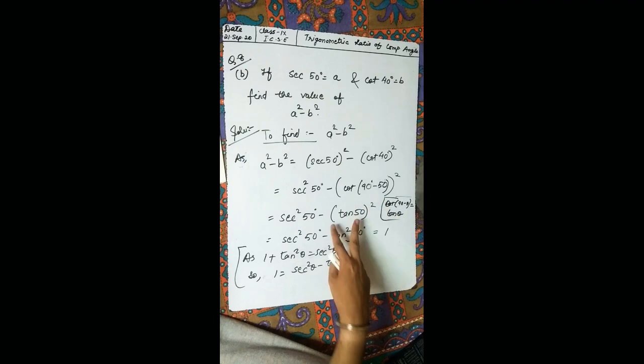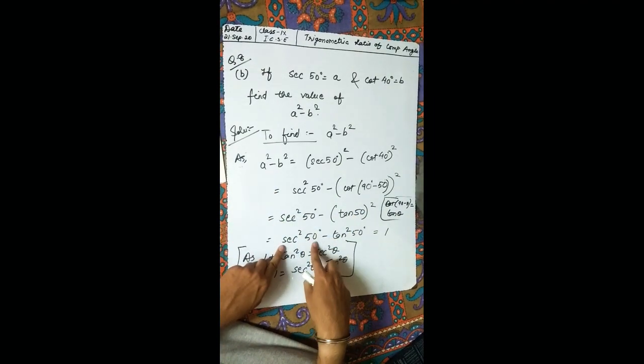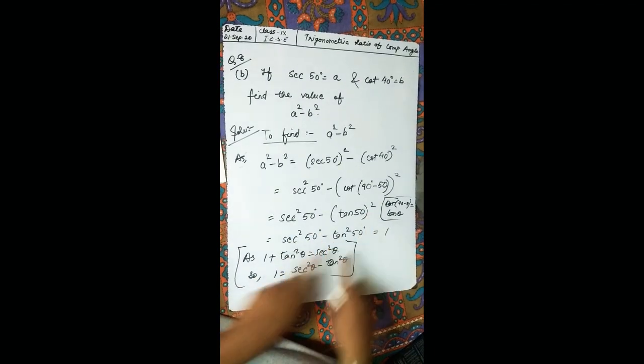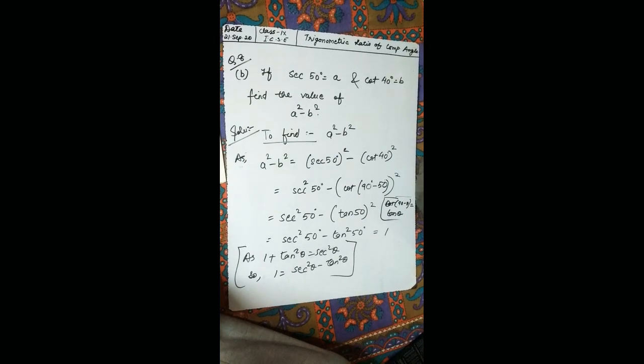Okay, so we have changed it. Now we got whatever we want, sec square 50 degree minus tan square 50 degree. According to this identity, we can write 1. So hence value of A square minus B square is 1.